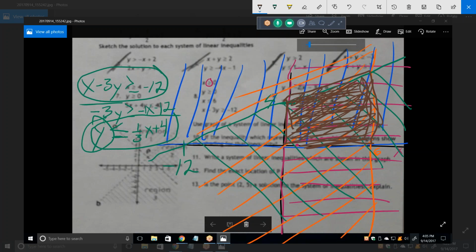Solid lines around it, because everything in this problem was greater than or equal to, or less than or equal to. There were no missing equal signs. If there were, one of these would be a dotted line. It would look kind of like that. An edge would look like that. If it just said y is greater than 0, then that bottom side of that trapezoid would be a dotted line.